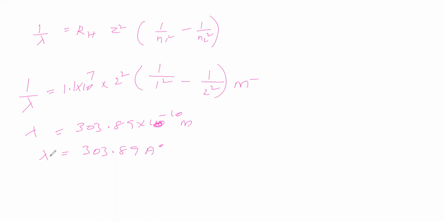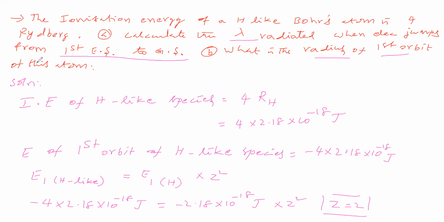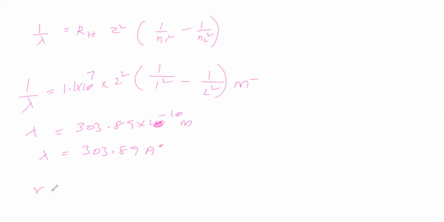Next, the subdivision asks for the radius of the first orbit of this atom. Radius of the first orbit means r is equal to 0.529 into n square by Z angstrom. Now we will substitute the values. Radius of the first orbit is equal to 0.529, n is equal to 1 for the first orbit, and atomic number is equal to 2. We got this much in angstrom. Therefore, we got the radius of the first orbit.